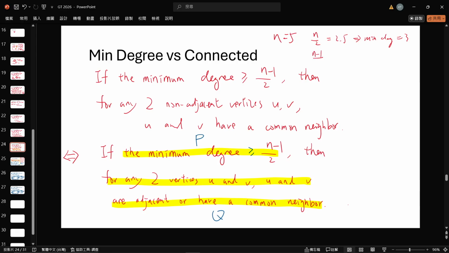But now if you change it to n minus 1 over 2, suddenly you can consider graphs with minimum degree just greater than or equal to 2.